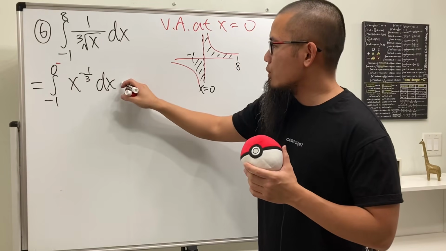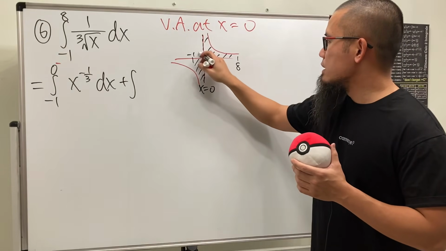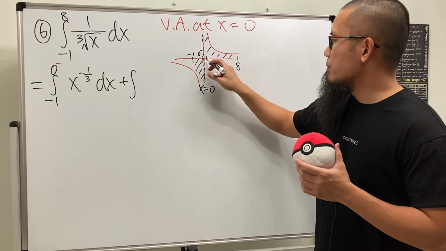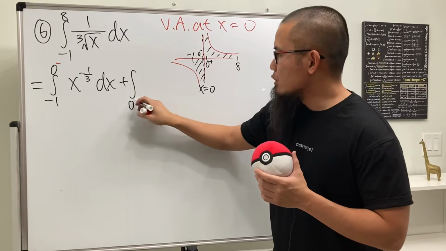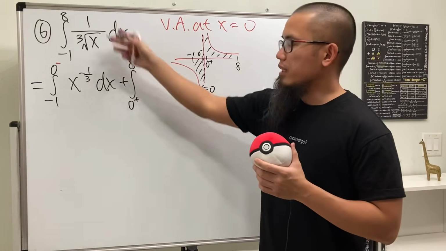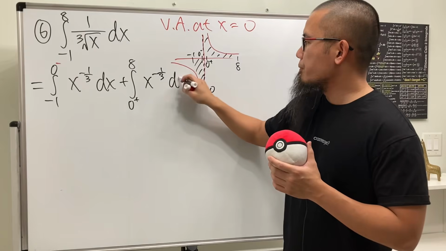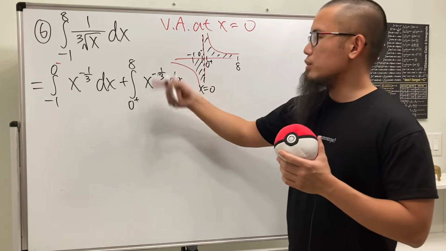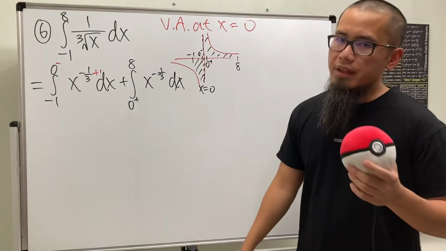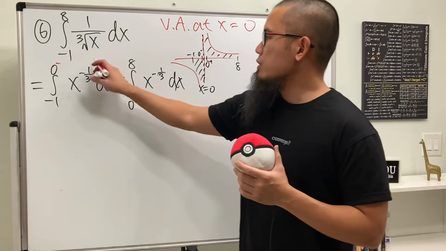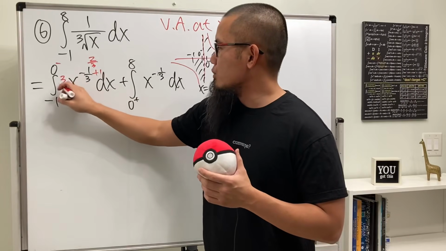And then we are going to add, well, this was 0 minus, we have to pick it up, but we cannot use exact 0, we use 0 plus. So we go from 0 plus up to 8, and again, we can write that as x to the negative 1/3 power. Good. Now we can take care of each part. For this one, we add 1 to the power. Negative 1/3 plus 1 is 2/3. And then divided by the new power, we get 3 over 2.